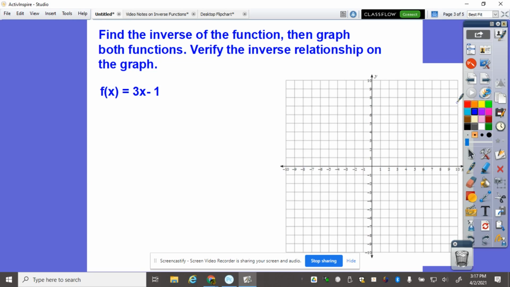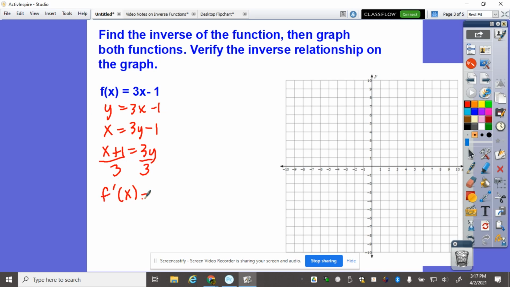So find the inverse of the function, then graph both functions and verify the inverse relationship on the graph. So first, we're going to try to find the inverse of the given f of x. So again, how do we find the inverse? Make the f of x y, 3x minus 1. Next step is swap the x and the y. This becomes x, this becomes y. And solve for y by adding 1 on both sides. x plus 1 equals 3y. Divide by 3, divide by 3. So therefore, the inverse of f of x is x plus 1 over 3.